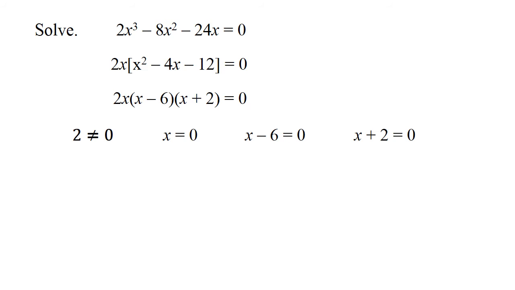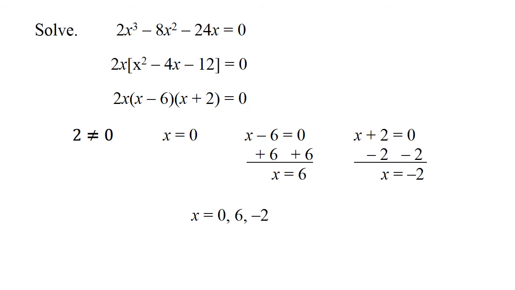But if you have a variable out there as a GCF, one of your answers is going to be 0. And then we're going to solve these other two possibilities. x minus 6 equals 0, so add 6, so x equals 6. Subtract 2, so x could equal negative 2. So my answers are 0, 6, and negative 2. And again, 2 cannot be 0, so that's not one of my answers.